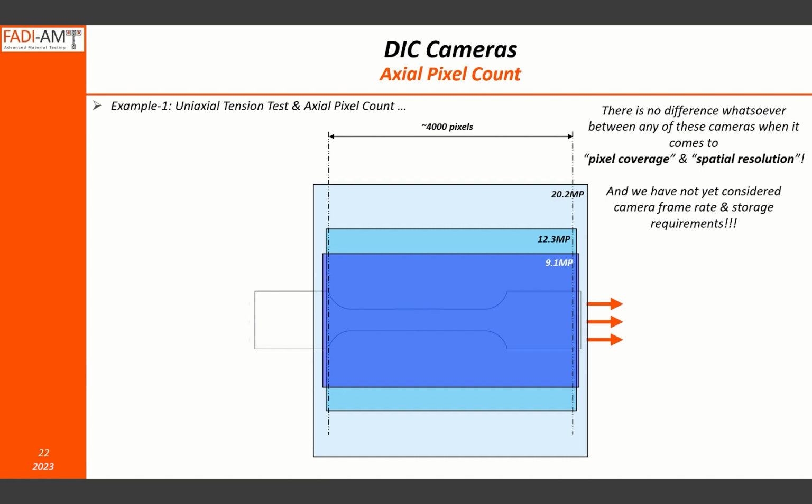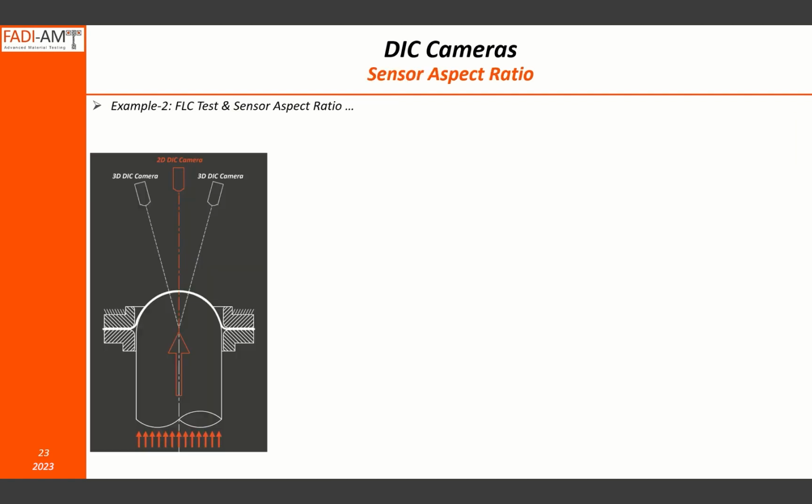You might say, okay, this is a tension test, which is a special case. It's a narrow sample and so on. Let's go to a wider field of view where we will get the benefit of these high resolution square sensors and so on. Well, let's go to the FLC test. And this is another case where, again, high resolution total pixel count is very deceptive.